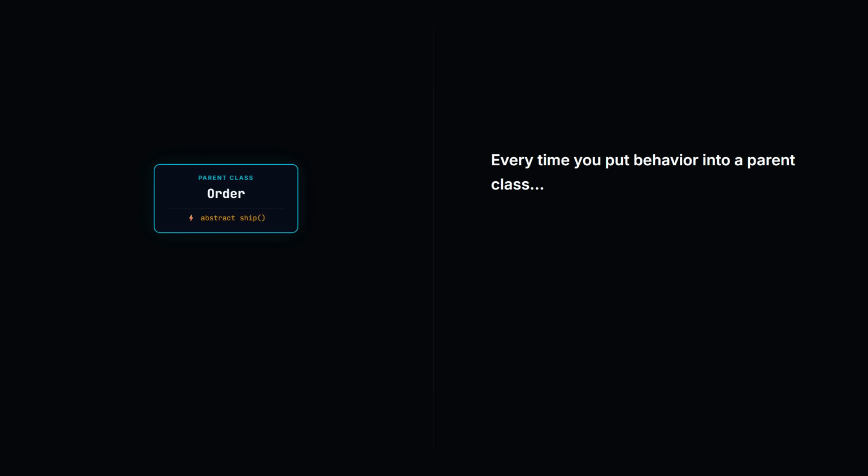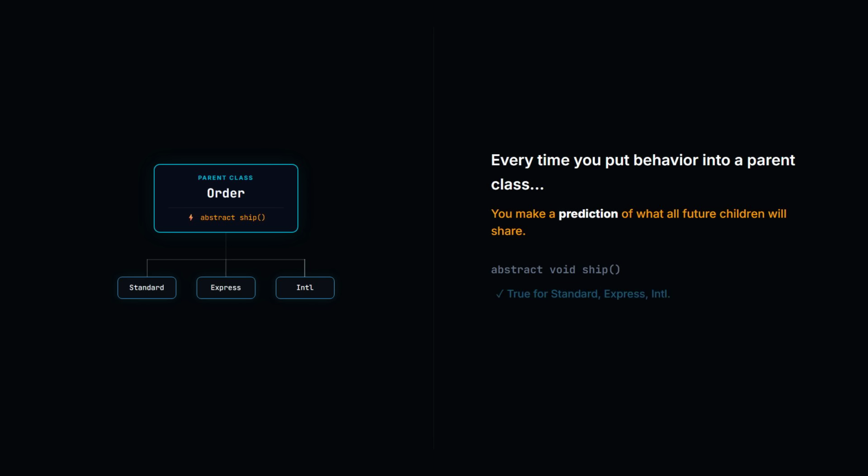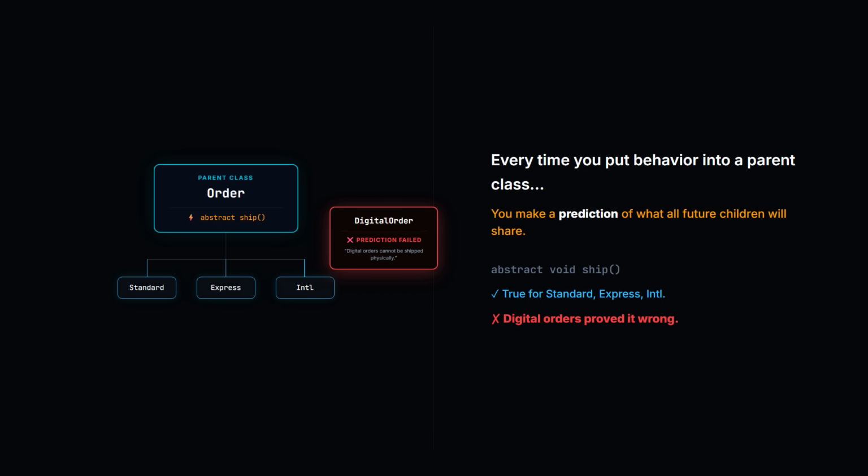And this is what makes inheritance fragile. Every time you put behavior into a parent class, you're making a prediction about what all future children will have in common. When you wrote abstract void ship in order, you were predicting that every order would need to be shipped. That prediction was true for standard, express, and international. Then digital orders arrived and proved it wrong. The moment those assumptions stop being true, the hierarchy starts fighting you.